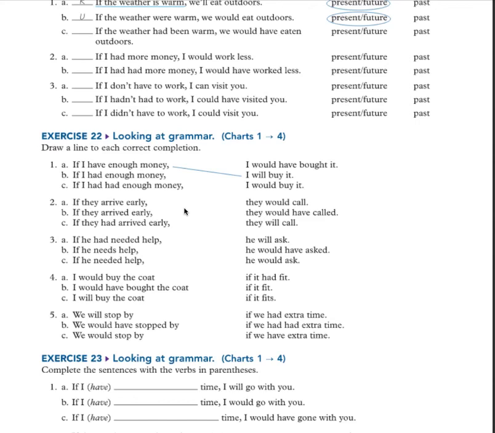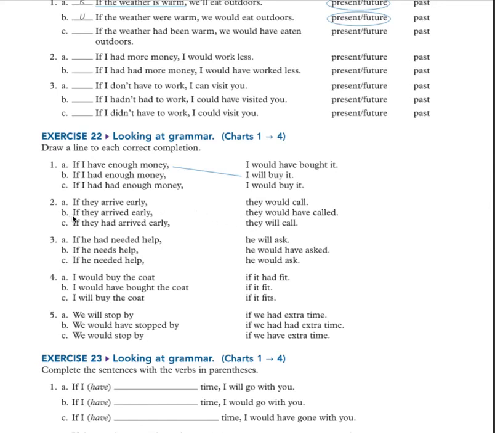Let's do number 2 together. If they arrive early, arrive, simple present. So I need to find the result clause that will give me either present or future. If they arrive early, they will call. Will and the simple form of the verb. So if they arrive early, they will call.